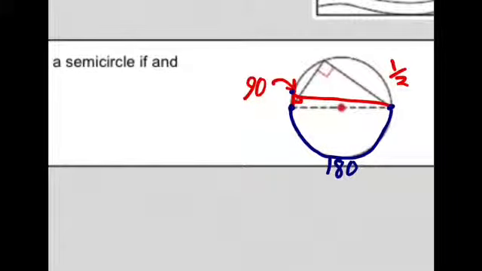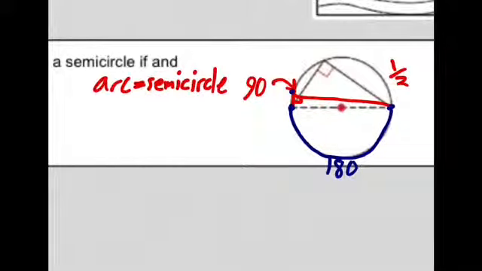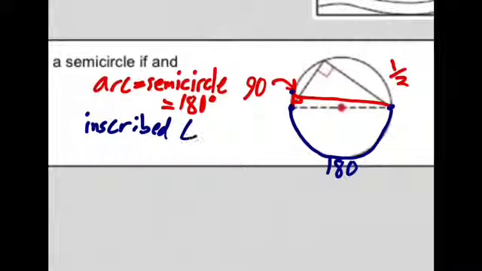If the arc is a semicircle, and that means it equals 180 degrees, then the inscribed angle is going to equal 90.